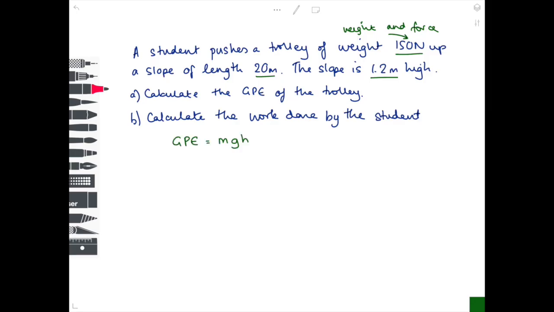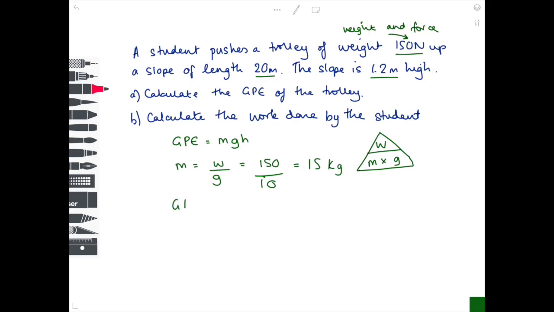So gravitational potential energy is given by mass times gravitational field strength times height. We see an immediate issue, which is that we don't have the mass of the object, we only have its weight. So we need to do a preliminary calculation using this formula triangle, which is weight equals mass times gravity. We're looking for mass, so that's going to be weight divided by gravity. Now the weight we've been told is 150 newtons. Gravity on Earth is approximately 10. You could put 9.8, but I'm going to write 10. And therefore you're going to write the mass as being 15 kilograms.